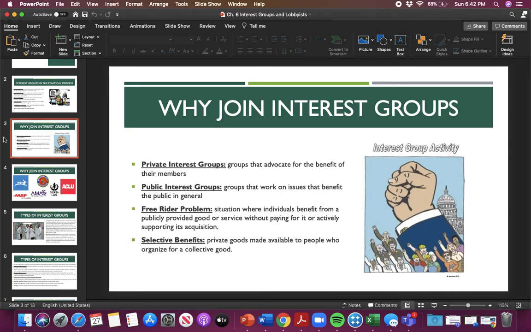So there's two main types of interest groups that we're going to talk about. Private interest groups are exactly what they sound like, advocate on the behalf of their members. So for a private interest group, you typically have to belong to this specific type of group. A public interest group is at a much greater disadvantage. A public interest group, they work for issues that benefit everyone.